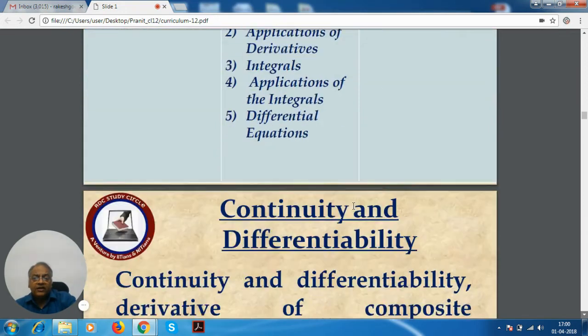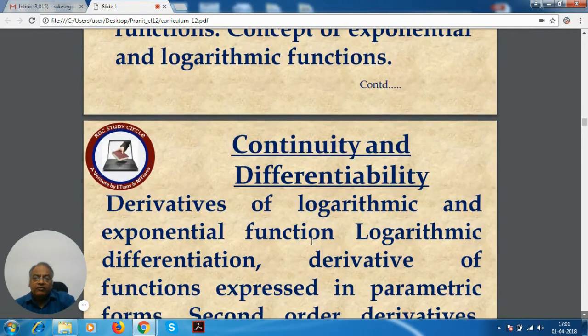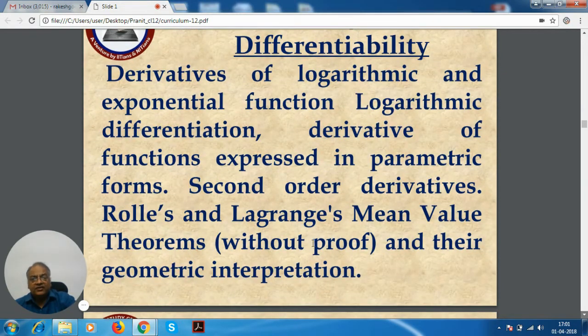First chapter is continuity and differentiability. In this chapter you have topics such as continuity and differentiability, derivative of composite function, chain rule, derivatives of inverse trigonometric functions, derivative of implicit function, concept of exponential and logarithmic functions. This is required because ultimately you have to find the derivative of these functions.